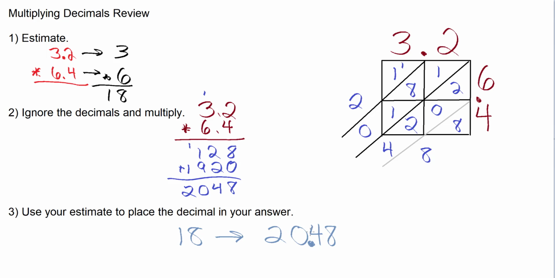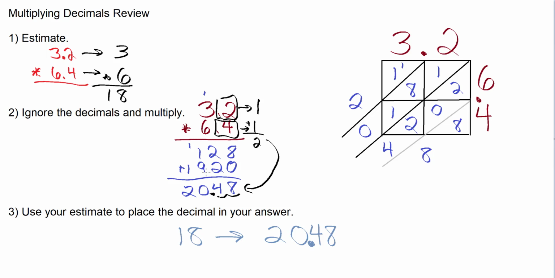Now, you could also, if you did the traditional algorithm, count the decimal places in each of the problems. So this one has 1 decimal place here and 1 decimal place here. You add those together, so you know that in your answer you need 2 decimal places. So we go to our answer, start on the right side, and move 1, 2 decimal places, and we know that it goes between the 0 and the 4.